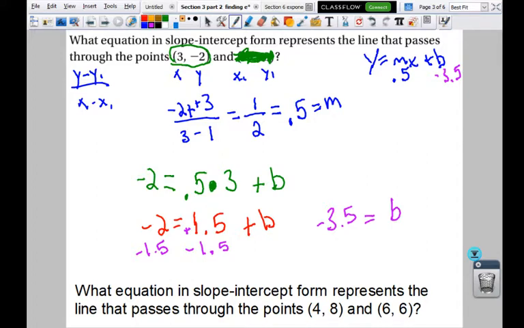What do I got to do? Not quite. Have I actually written my equation? No. I did all the work, but I didn't actually write my equation. So for my final answer, I got to go y equals 0.5x, because that was my m that I found way back in the beginning. And then I could either go plus negative 3.5, or because plus a negative is the same thing as minus, I'm just going to do minus. If you want to do plus negative, that's fine. That doesn't matter.